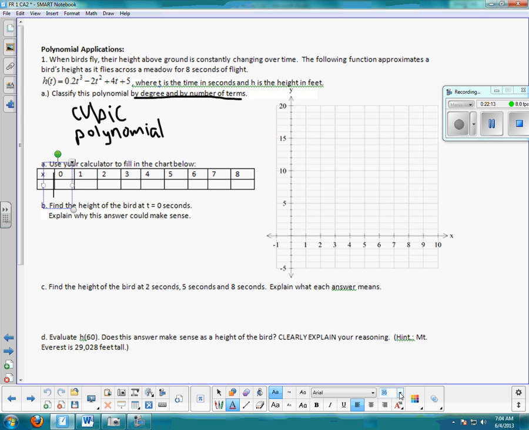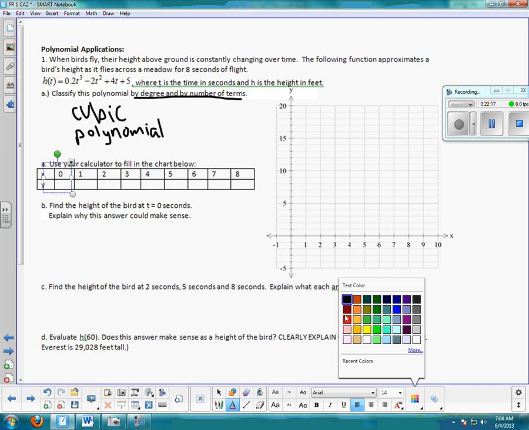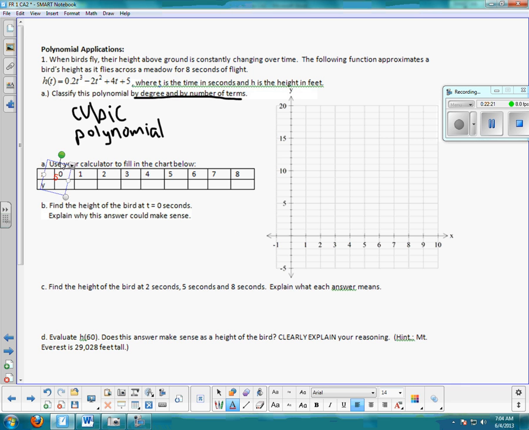Let's see if you guys get the same answers as me. So at 0, I get the answer of 5, and at 1, I get 7.2, and at 2, I get 6.6, and at 3, I have 4.4, and at 4, I have 1.8, at 5, I have 0, at 6, I have 0.2, at 7, I have 3.6, and at 8, I have 11.4.